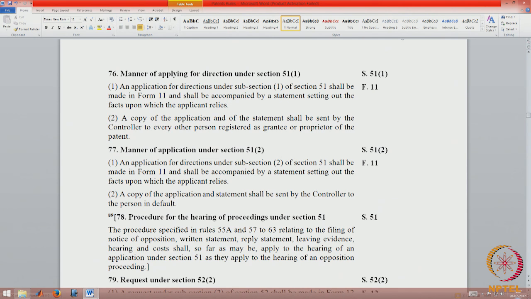The procedure specified in Rules 55A and 57 to 63 relating to the filing of notice of opposition, written statement, reply statement, etc., in so far as may be applied to the hearing of an application under section 51 as they apply to the hearing of an opposition proceeding. Now, we had already mentioned that the rules for conducting opposition, that is post grant opposition, Rule 55A and Rule 57 to 63 are general procedure for conducting proceedings before the Patent Office. So, the same procedure will apply even under a hearing under section 51.